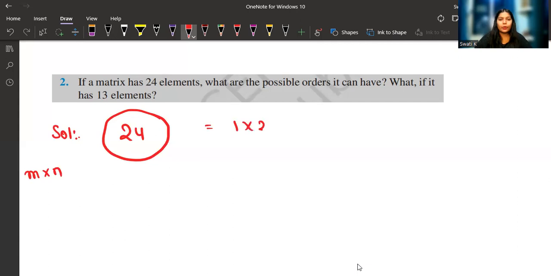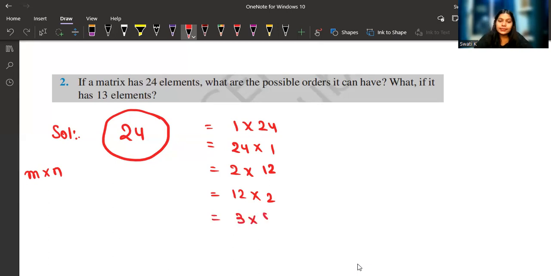First, 1 times 24, right? This is our first order. Next, reverse it. 24 times 1. Next, 2 times 12. Reverse it. 12 times 2. I know that multiplication is commutative, but here this is different. 1 cross 24 means one row and 24 columns, and 24 cross 1 means 24 rows and 1 column. So that is why you need to write down the reverse order as well. 2 cross 12, 12 cross 2.